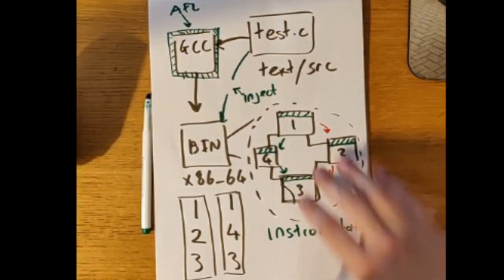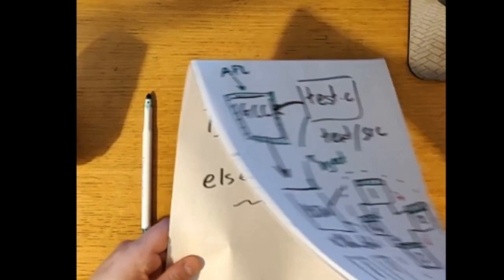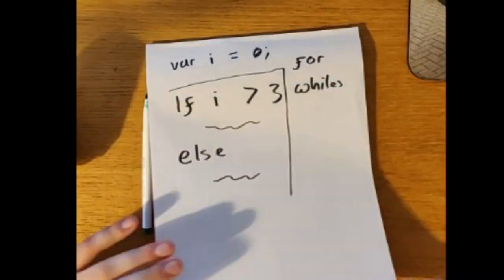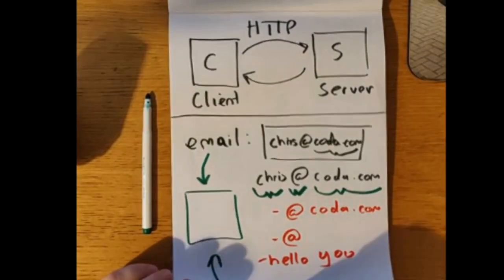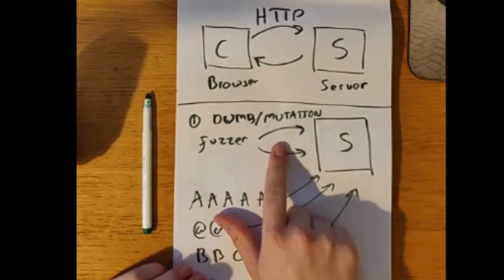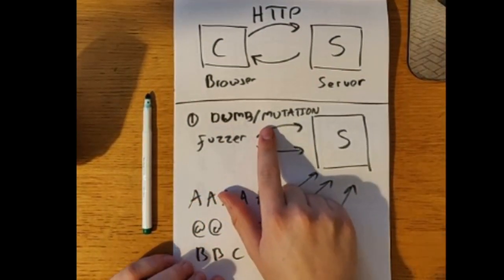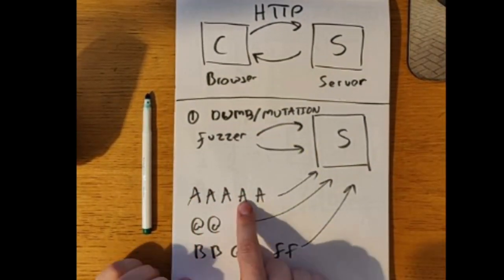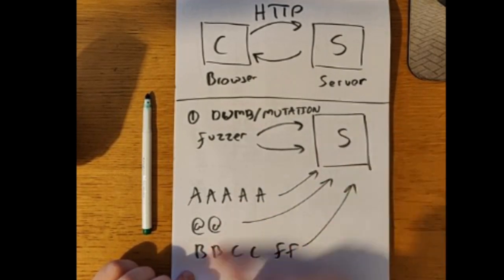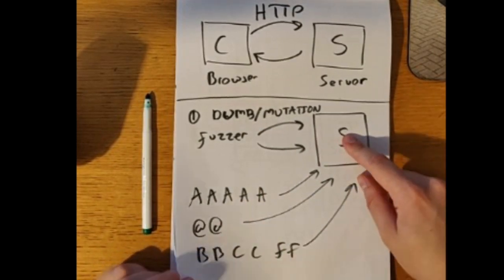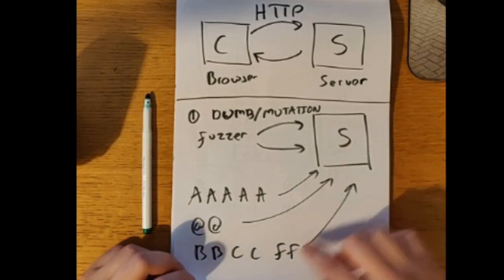So if we go back, the first generation was this idea of dumb mutation fuzzing. And what we were doing here was just taking random values and throwing them at the program or the server to see how it would act differently.